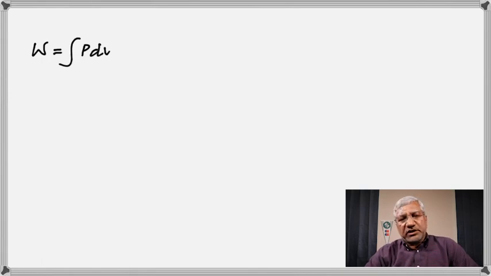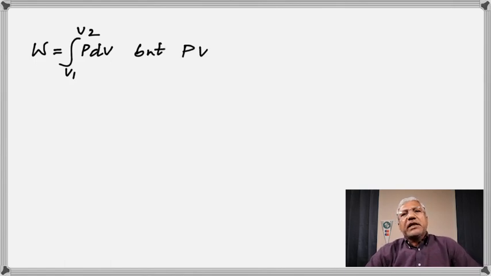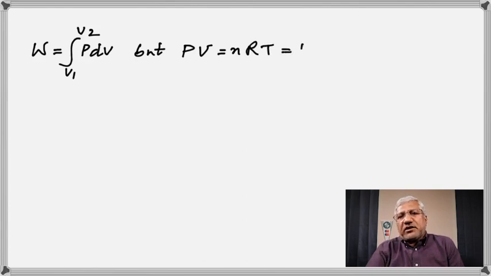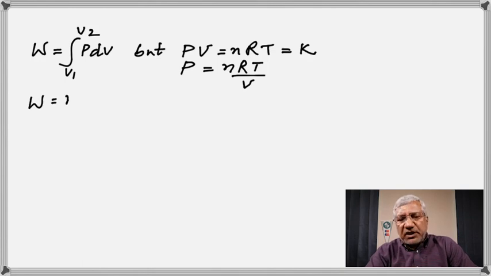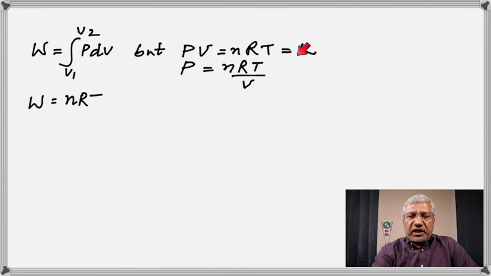How do we find the work done? The work done is the integral from V1 to V2 of P dV. But in an isothermal process, we can use PV is nRT, and all of the terms on the right-hand side are constants, so it's equal to K. So I can substitute for P as nRT by volume. You see that? I'm not using the K part now. I'm just using P is nRT by V. Substitute that back here. All of them are constants.